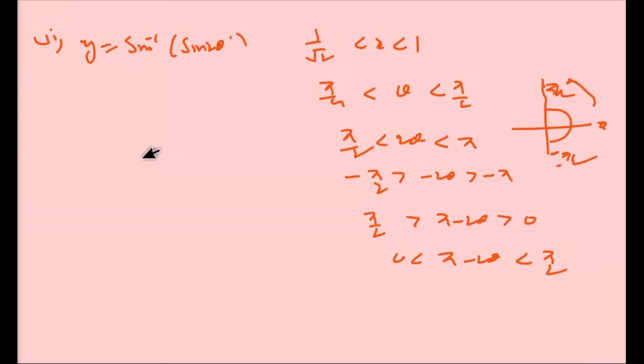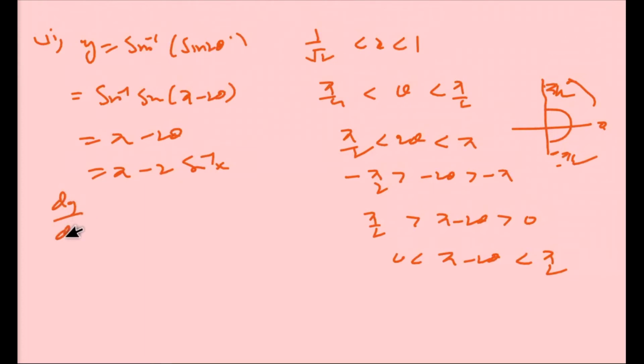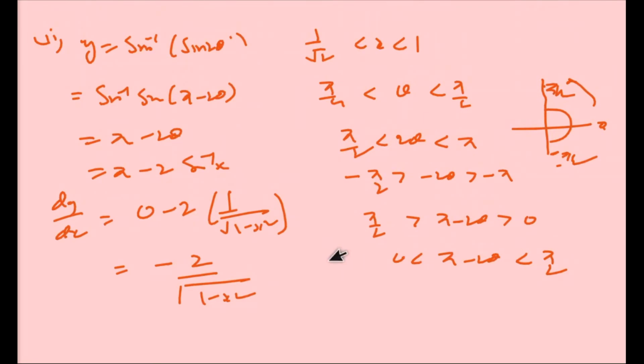Okay, so we can put here this is equal to pi minus 2 theta, and we can write here sine inverse sine of pi minus 2 theta equal to pi minus 2 theta, equal to pi minus 2 sine inverse x. Now we can take the differential here, 0 minus 2 into 1 upon root 1 minus x square. So we are getting minus 2 upon root 1 minus x square. So students, this way you have to check your range.